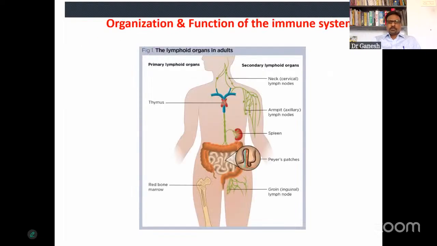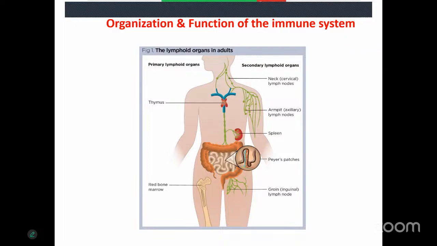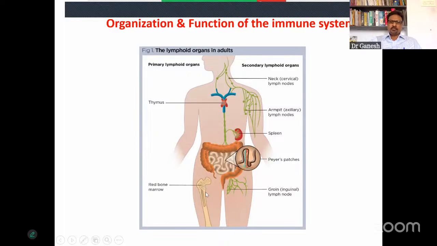I will just quickly go through the organization and function of the immune system. We know that there are two kinds of lymphoid organs: primary lymphoid organs and secondary lymphoid organs. Primary lymphoid organs include the thymus gland as well as the red bone marrow, which are the sources of the lymphocytes. The lymphocytes are produced from the red bone marrow. The B lymphocytes undergo maturation within the red bone marrow only, whereas the T lymphocytes migrate to the thymus where they undergo differentiation and maturation.